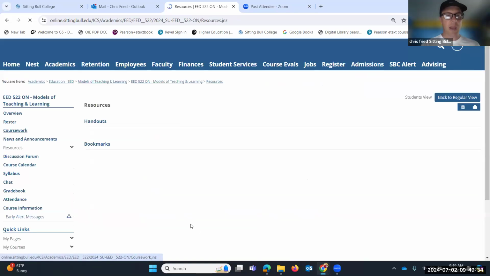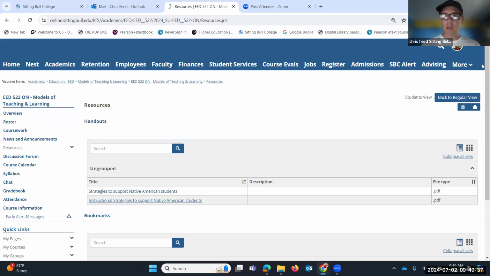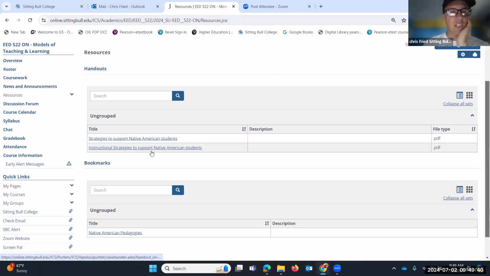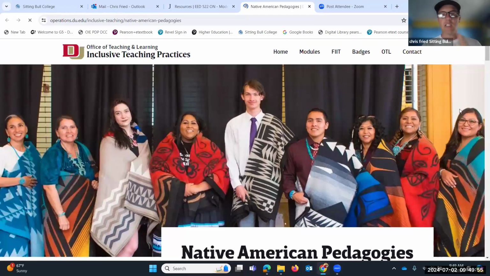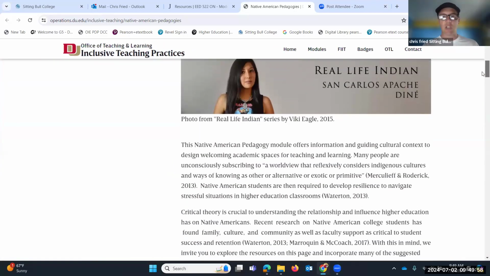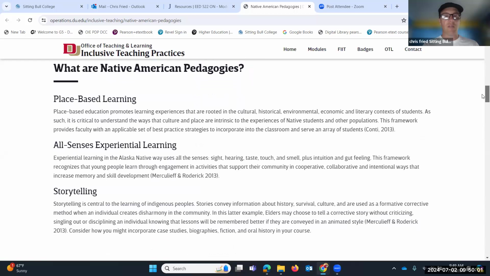In the resources tab, and I will link them here as well, I have some connections and resources for different pedagogies, instructional standards, and instructional strategies that you can take a look at. This one here is a web page that has some different pedagogies you could potentially use in terms of strategies and models. Place-based learning, for example, is a good model that we can use in our classrooms, especially working with our Indigenous students. Storytelling is another one.